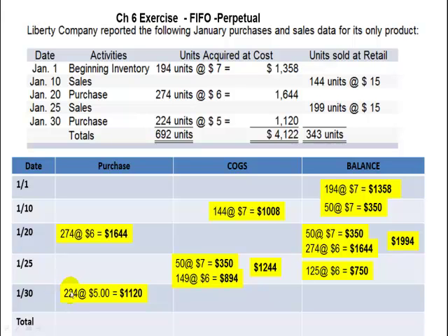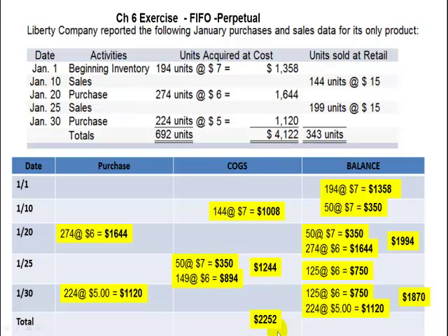On the 30th, we bought 224 more of these, and we paid $5 a piece for them, a total of $1,120. We didn't sell any, so our balance will be, we still have these units, which would be 125 at $6 a piece, and we're going to add this layer to it, which would be 224 more units at $5 a piece, or a total of $1,120. And our total in inventory at the end of this January 30th period, or at the end of January, will be $1,870.